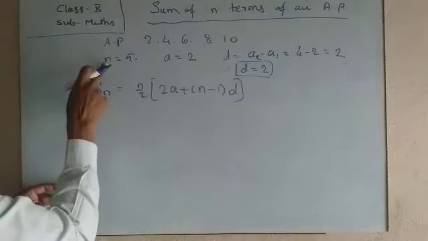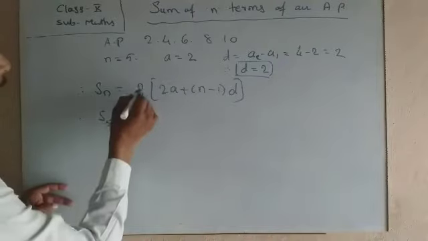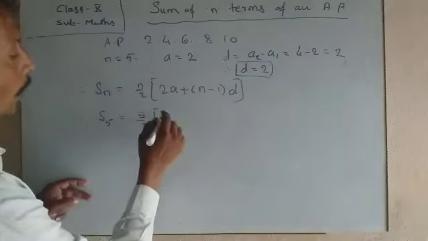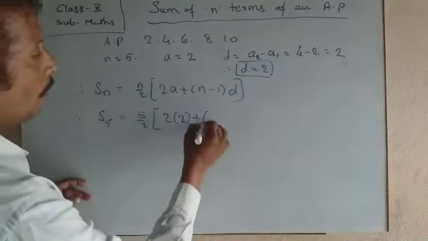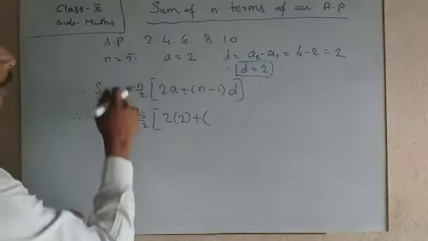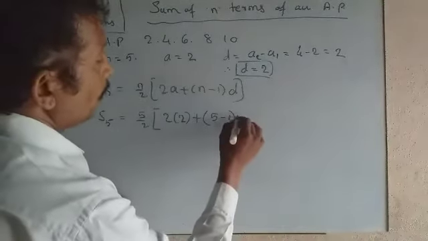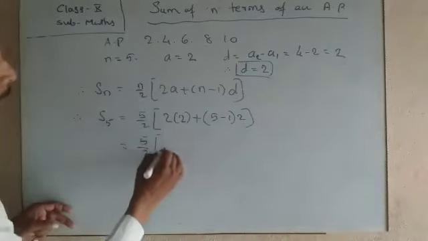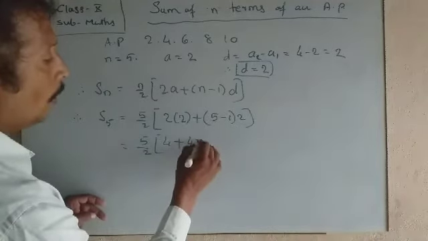Put n equal to 5. S5 is equal to n by 2, n is 5, so 5 by 2 into bracket 2 into a. 2 into the value of a, which is 2, plus n minus 1, n being the number of terms in the AP, it is 5, so 5 minus 1, into d. d is the common difference, it is 2. That is equal to 5 by 2 into bracket 2 into 2 is 4 plus 5 minus 1 is 4 into the common difference.